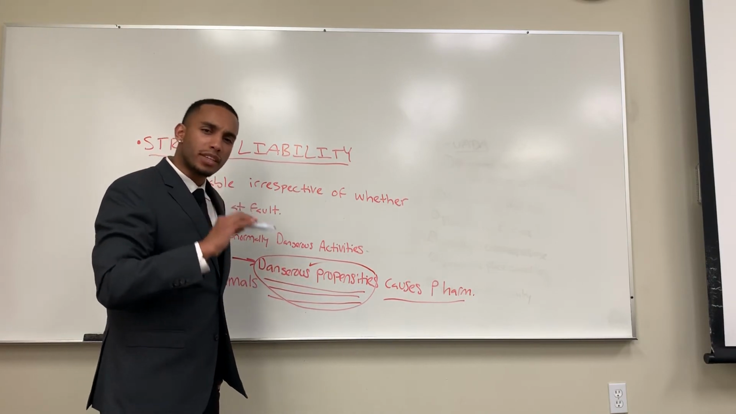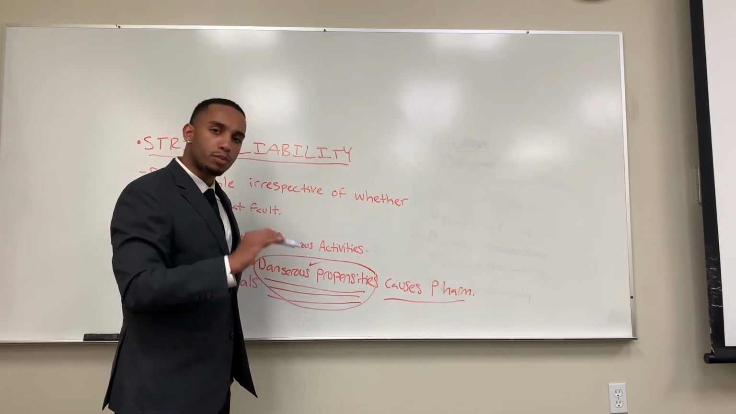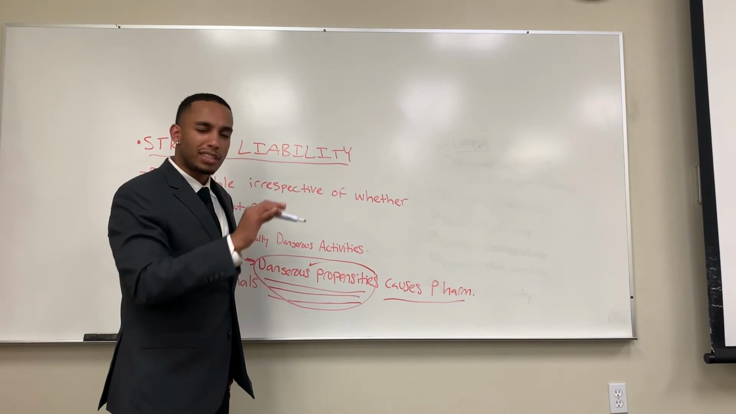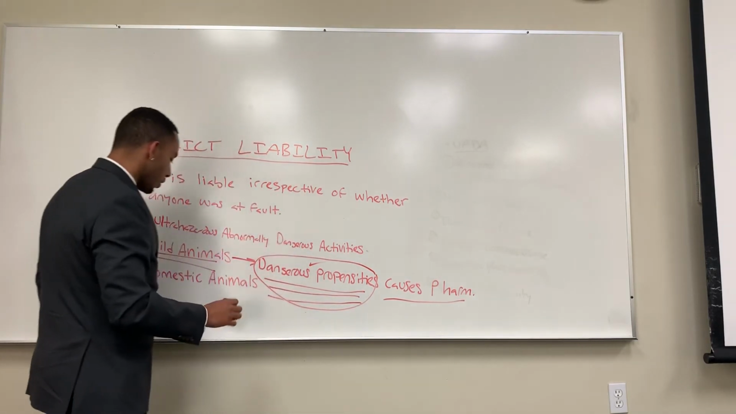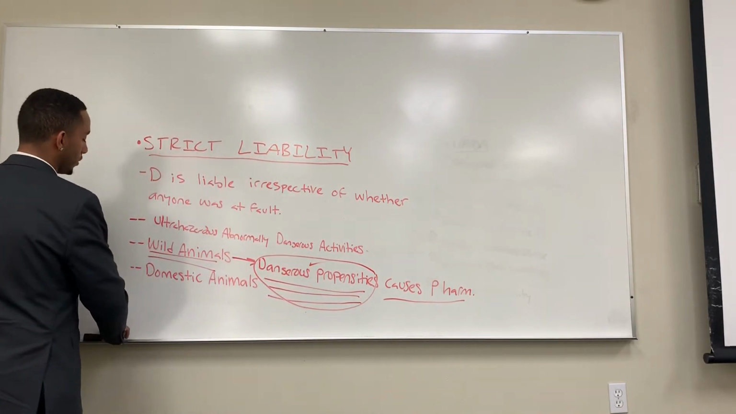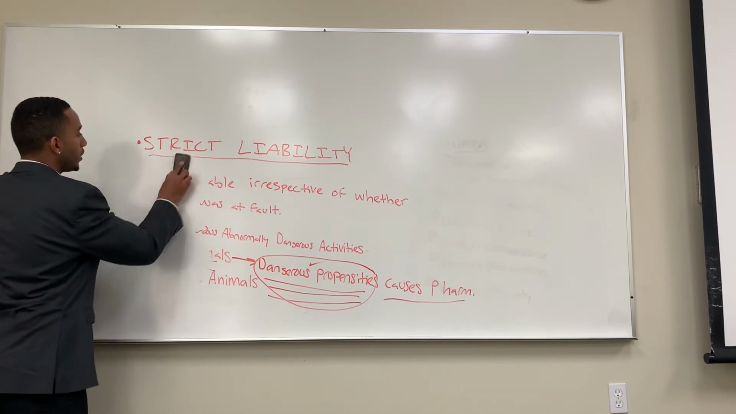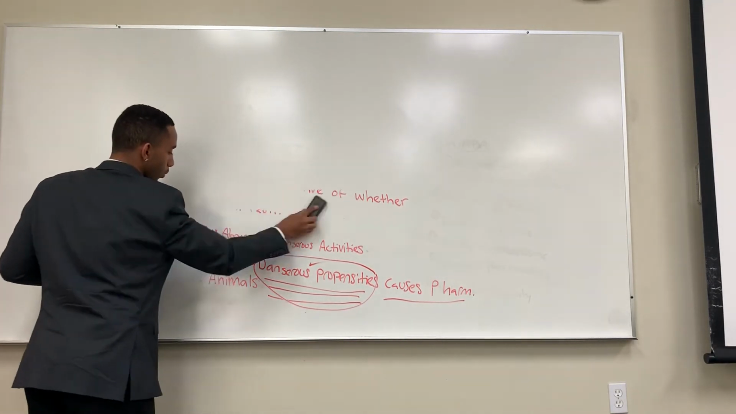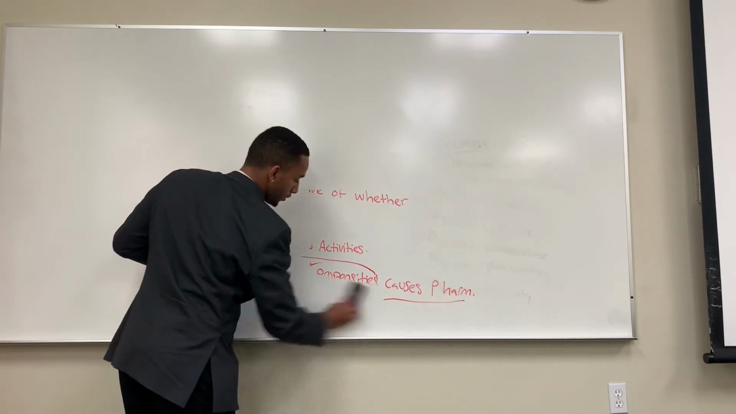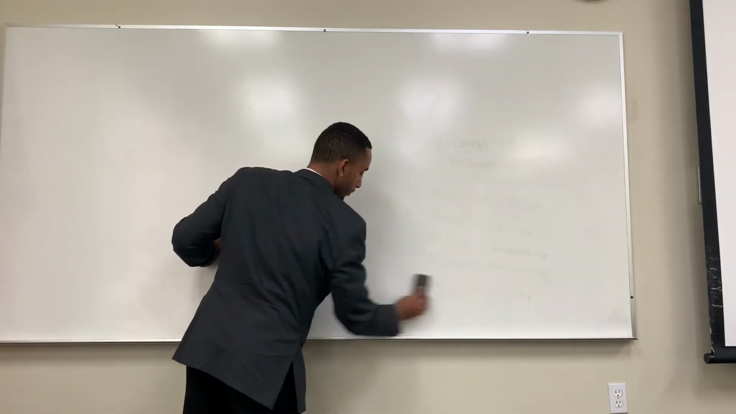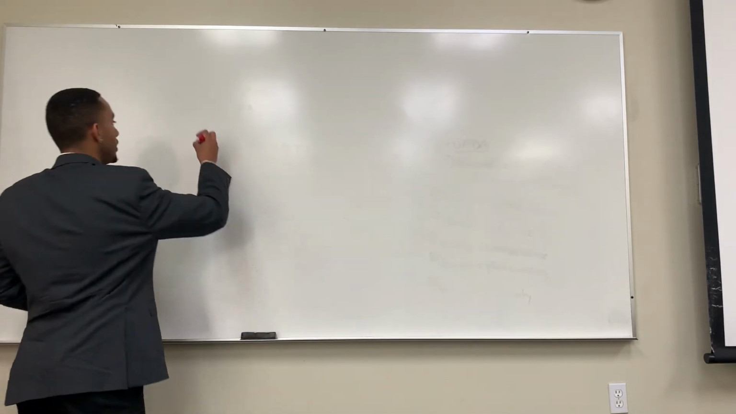So let's get into domestic animals. Domestic animals is pretty much the same situation, but slightly different. Domestic animals has more of a simple, per se, rule statement. We're going to put DA for domestic animals.